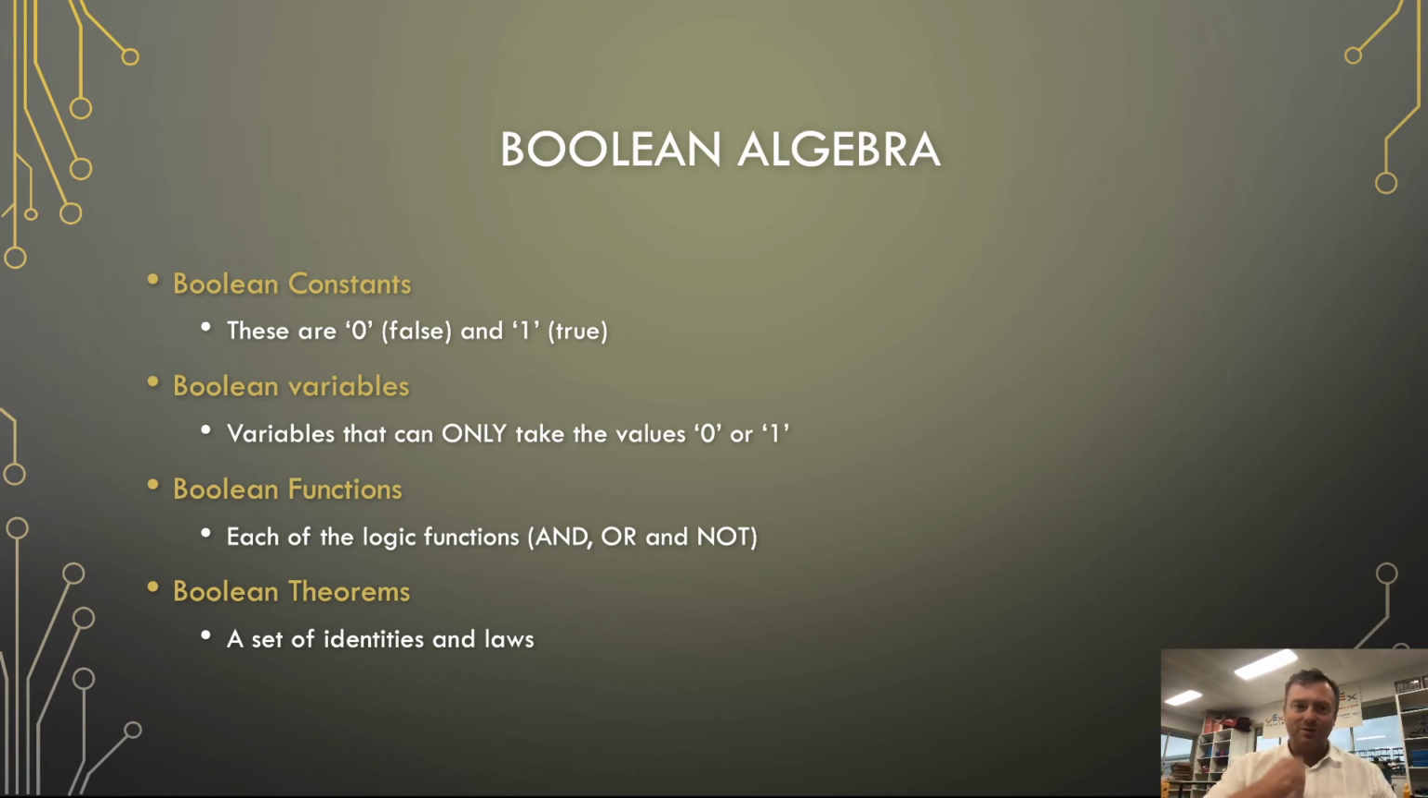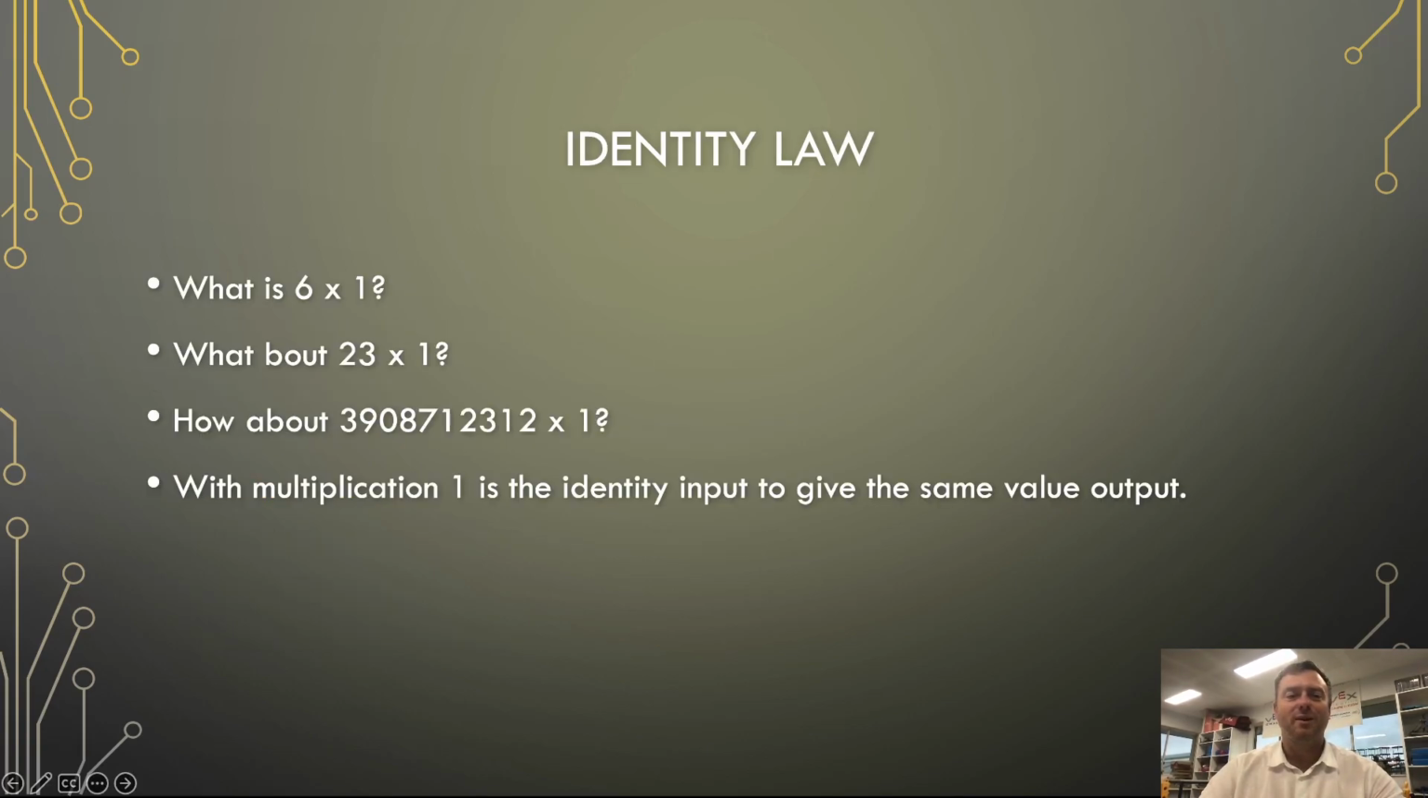So if you've got the Boolean constants, you've got 0 and 1. You've got the variables, so these can only take in an input of 0 or 1. You then have functions, which is the and, or, not. And then there's some theorems and laws, which we're going to unpackage, which will then hopefully help.